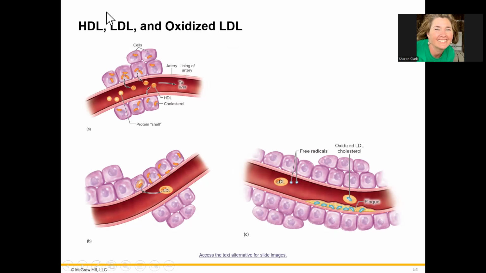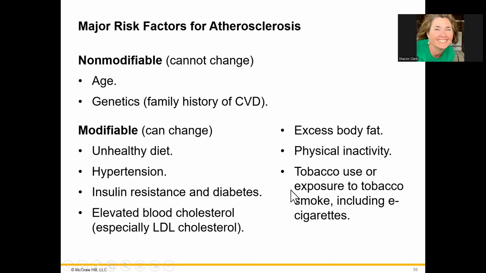Then you have your low density lipoproteins, or your less healthy, as I would tell my patients. This is the quote unquote less healthy or bad cholesterol that does carry cholesterol to the tissue and can contribute to plaque buildup. And then your very low density lipoproteins can also contribute to atherosclerosis.